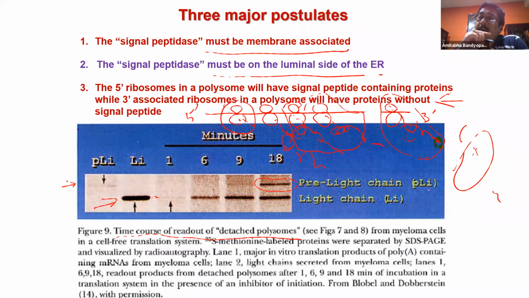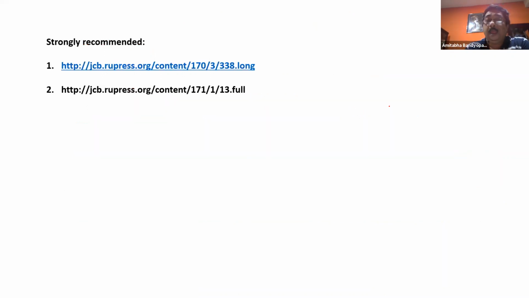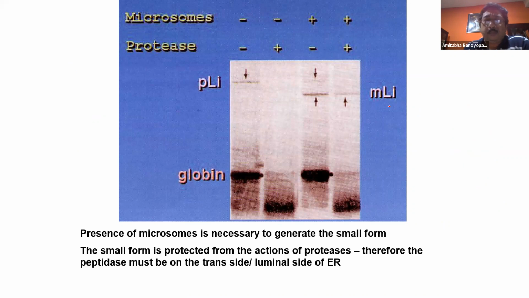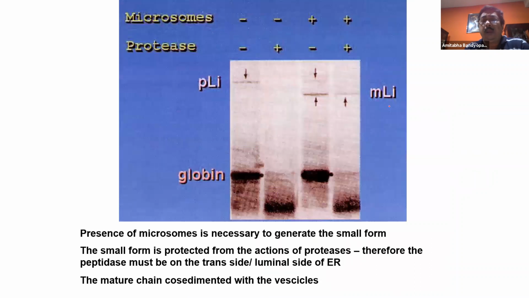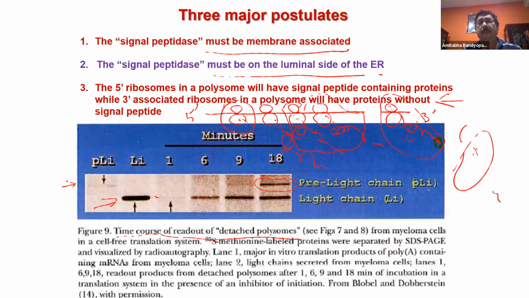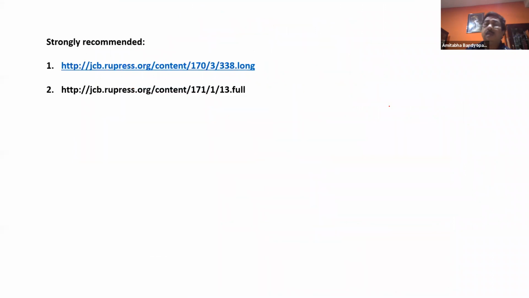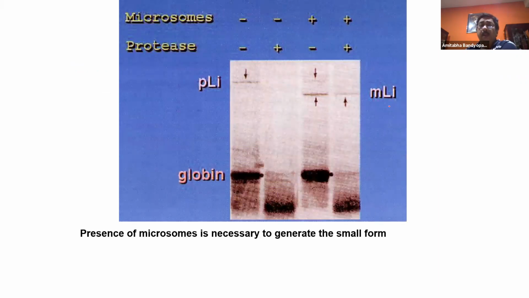Because it happens only in the presence of the microsomal membrane, the signal peptidase must be membrane associated. Later experiments will prove that it is on the luminal side of the ER. Of course, there are some papers that I have recommended here. You may want to look at them.